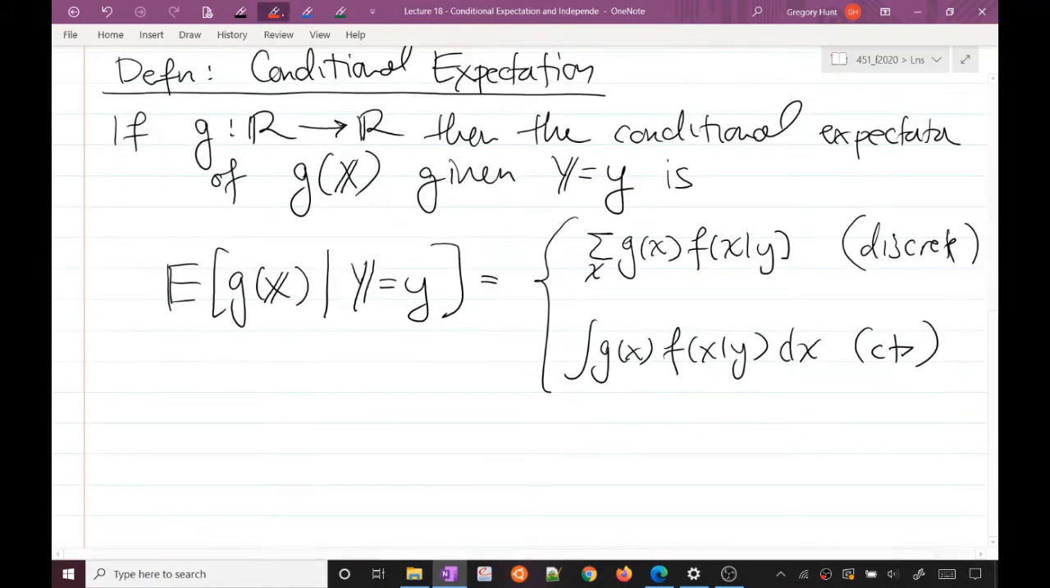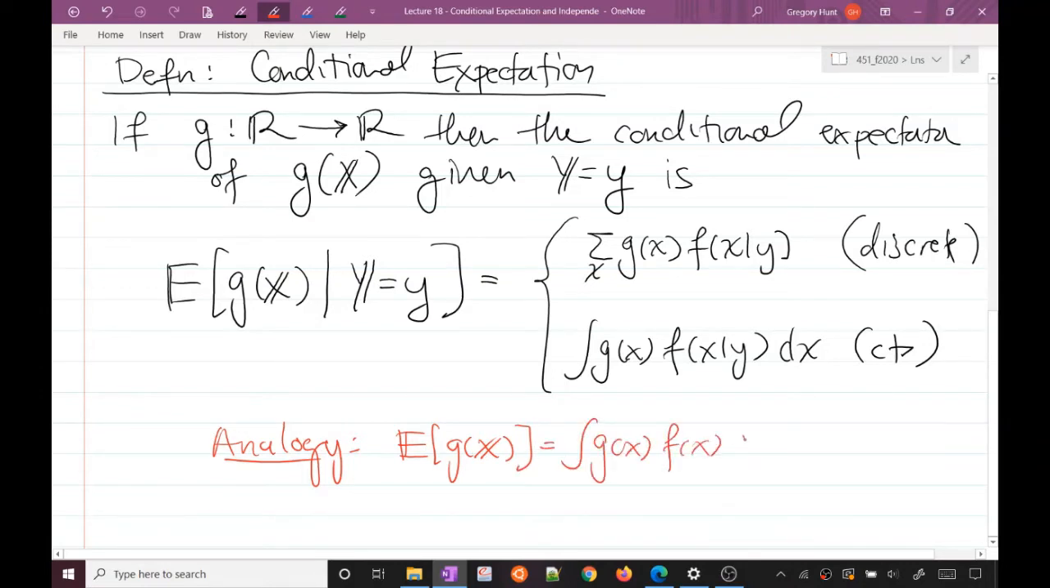So this is a direct analogy to the univariate case where, say, the expected value of g of x would just be, for example, the integral of g of x, f x, dx. And so all we're doing to calculate the conditional expectation is we're replacing f x with the conditional PDF or PMF of x given the information about y. So this is our definition of conditional expectation.